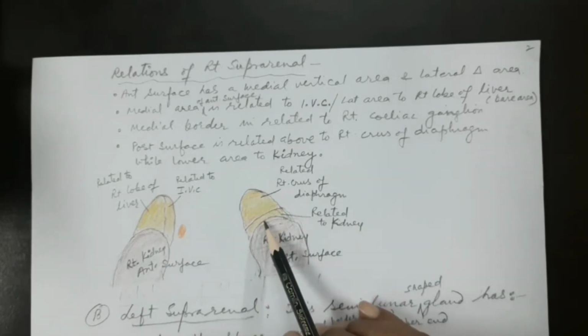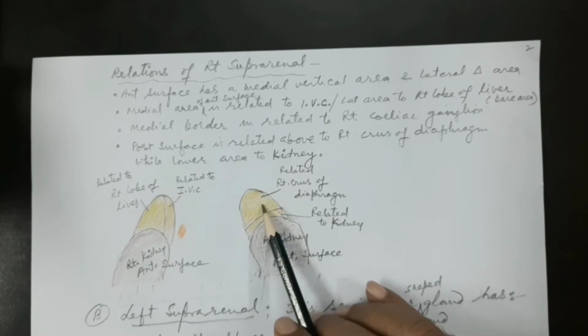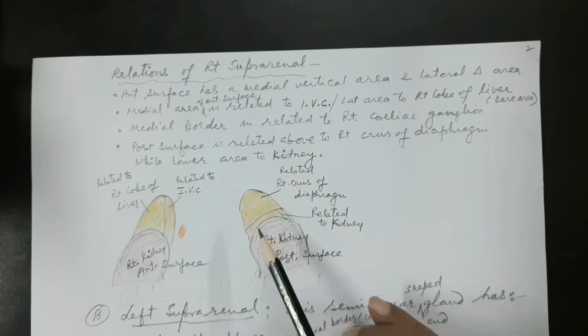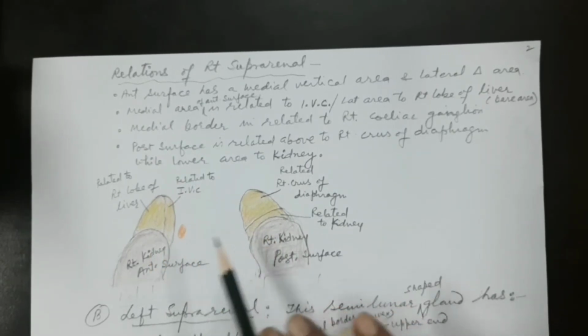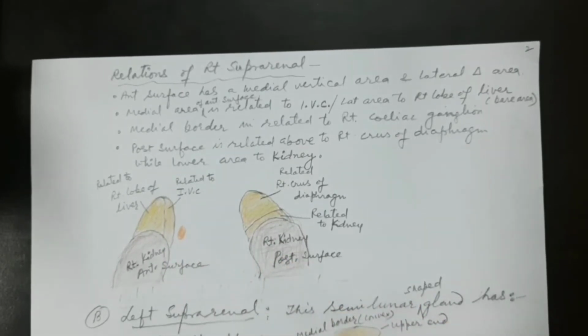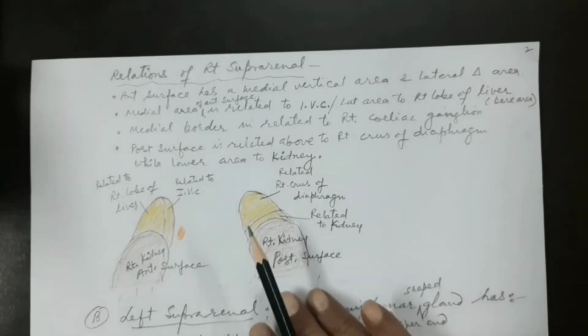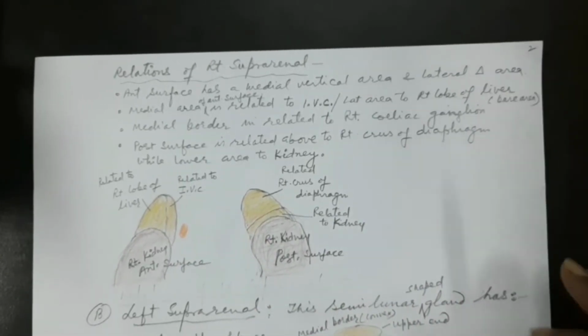So there are two relations on the posterior surface of the right suprarenal gland: that is, to the right crus of the diaphragm above and to the kidney below. So this completes the relations of the right suprarenal gland. Just remember these two diagrams, which will help you understand the relations of the right suprarenal gland.